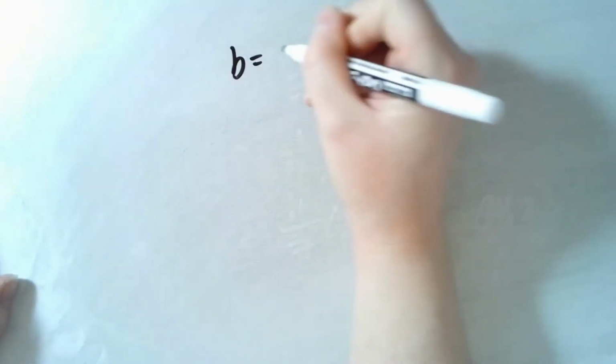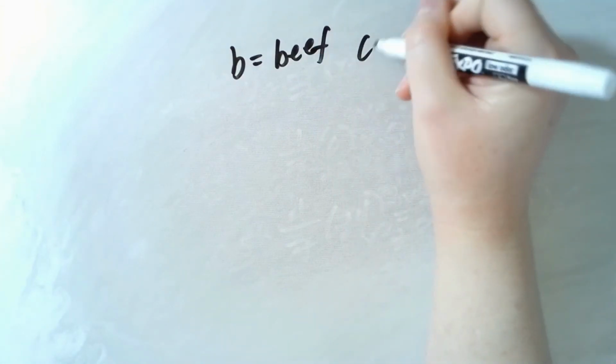Number 11 is a word problem plus system of equations. So what we really need to do is parse out what this question is actually asking us to do. We have B and C represent the price per pound in dollars of beef and chicken respectively. So from that, we just need to know that B equals beef and C equals chicken.